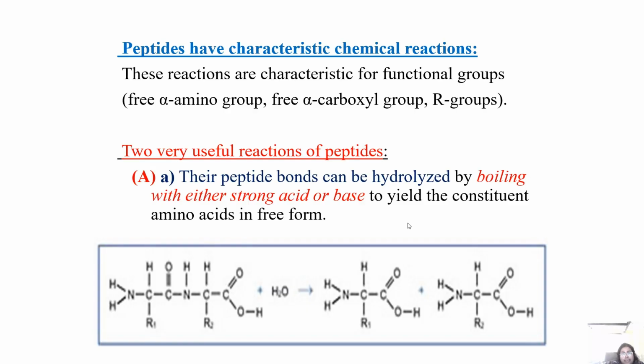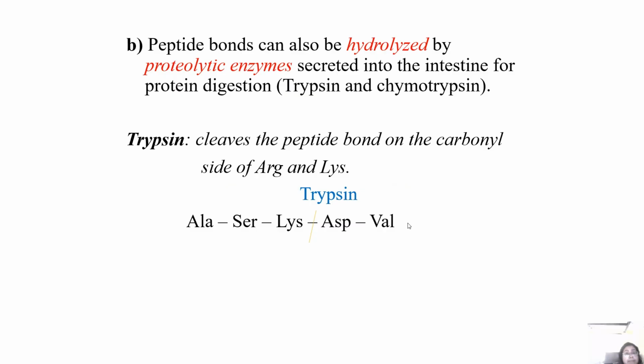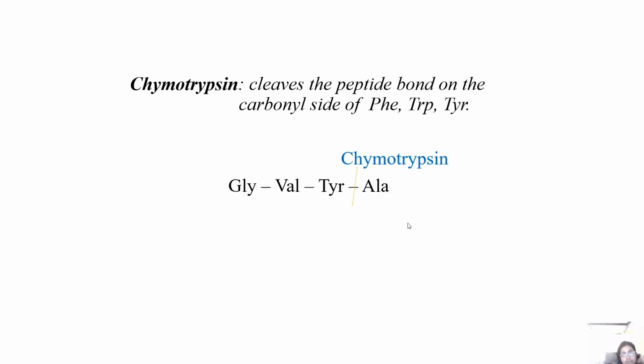Now, peptides have characteristic chemical reactions. These reactions are characteristic for functional groups. Their peptide bonds can be hydrolyzed by boiling with either strong acid or base to yield the constituent amino acids in free form. And peptide bonds can also be hydrolyzed by proteolytic enzymes secreted into the intestine for protein digestion, like trypsin and chymotrypsin. Trypsin cleaves the peptide bond on the carbonyl side of arginine and lysine. Chymotrypsin cleaves the peptide bond on the carbonyl side of phenylalanine, tryptophan, and tyrosine.